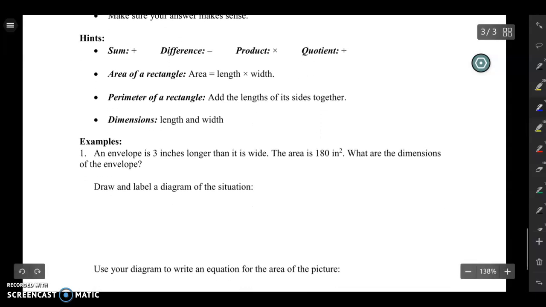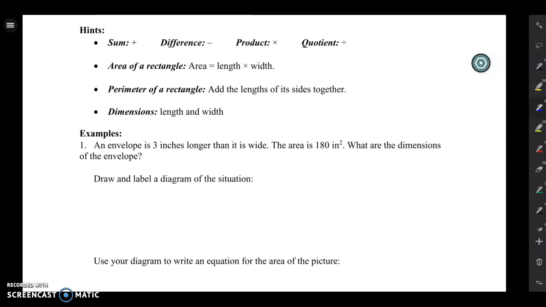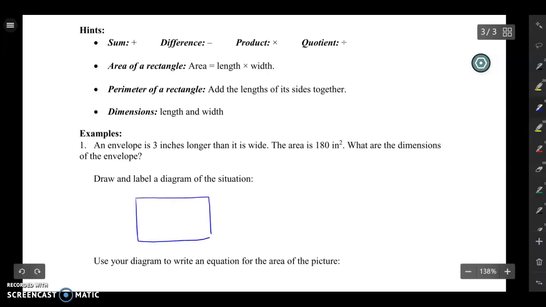An envelope is 3 inches longer than it is wide. The area is 180 inches. What are the dimensions of the envelope? Okay, so what I know so far is that I've got an envelope. So let's draw a picture of an envelope. It's going to be some sort of rectangle. You're going to learn that I'm not a very good artist, but that's okay.